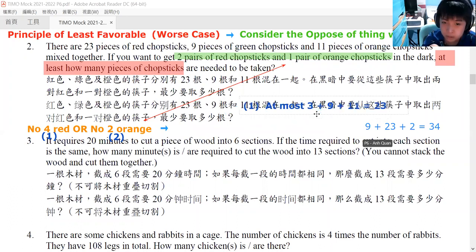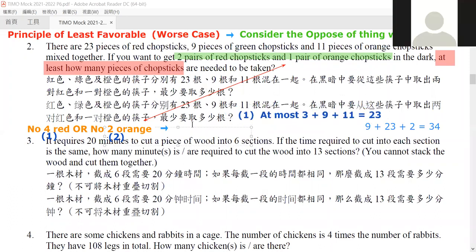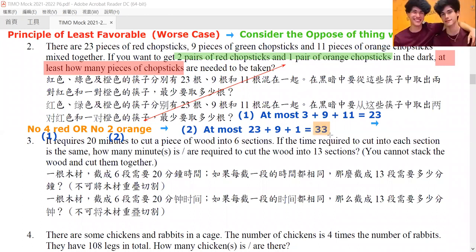Okay. Now, for our second condition, no two orange, it would be at most, because there are no two orange, you can take as many red as possible, 23 red, or nine green, and because there are no two orange, you can take at most one orange, right? So combined together it will be 33. So which means that if you want our orange condition to happen, you can take at most 23 or you can take at most 33. So what's the largest of it? The largest of it is 34.